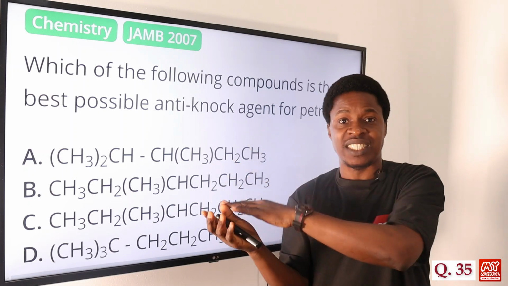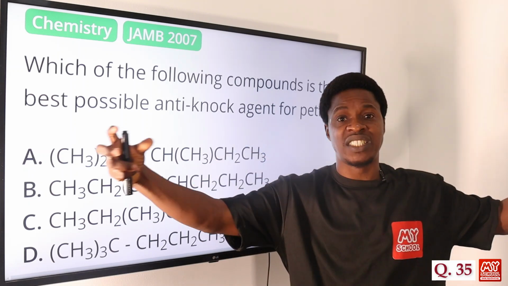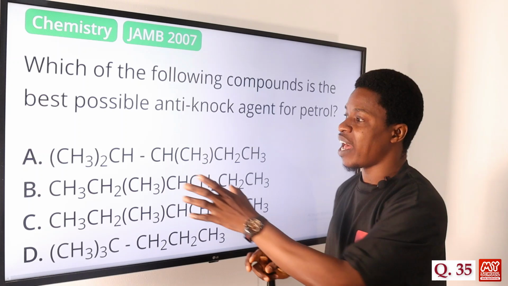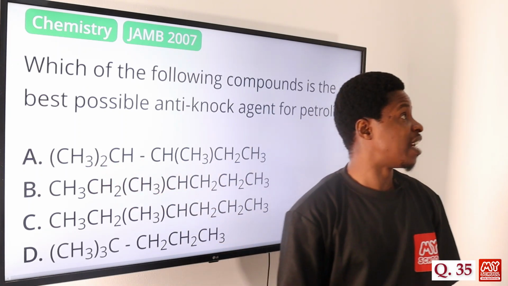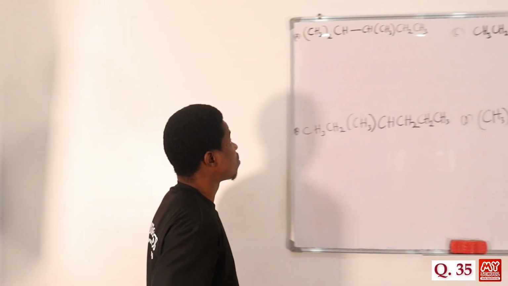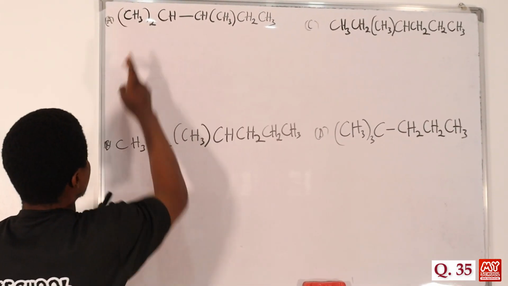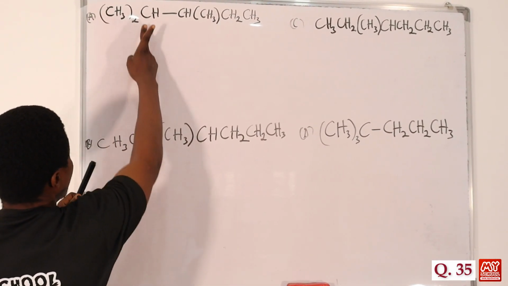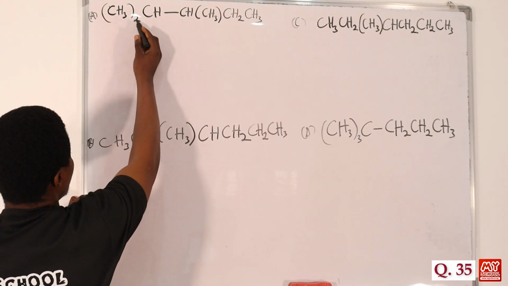They are more efficient compared to the ones that are just straight chain. But in this case now we have CH3, CH2. Let's look at the board and draw some of them and see how they look. Option A. This is option A. So let's draw the CH3, 2 on C. So we have 2 of CH3 on C.